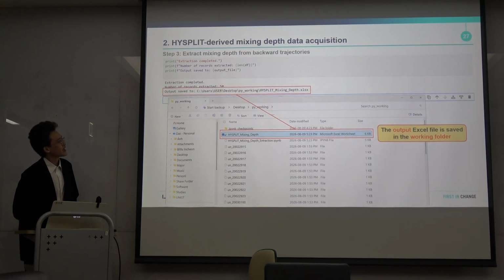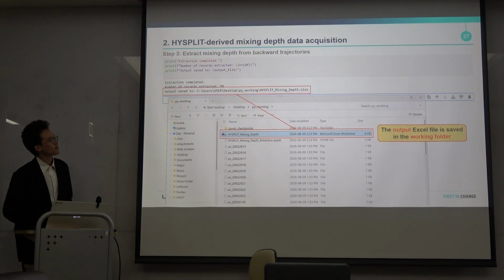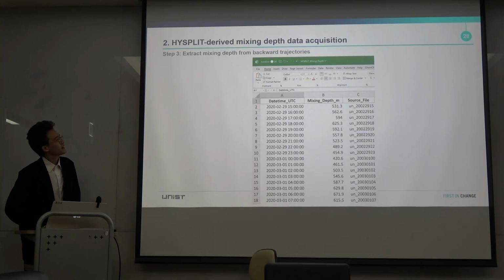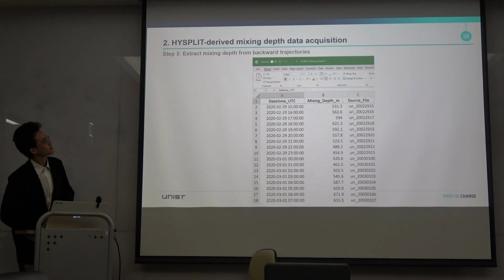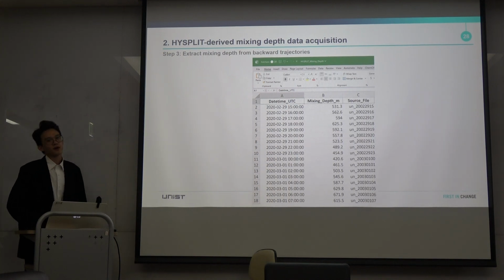After clicking run, one Excel file is automatically generated in the working folder that we already set. And here is an example of the output file with date time. It is still in UTC. We have to change it back to KST if we want, with mixing depth in meters and the source files for checking the data later.